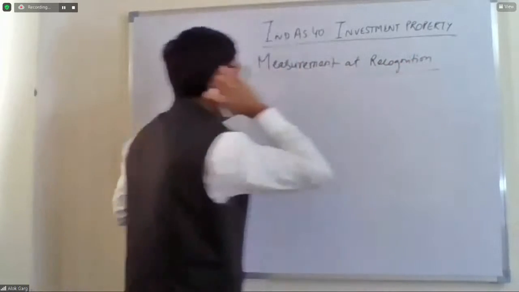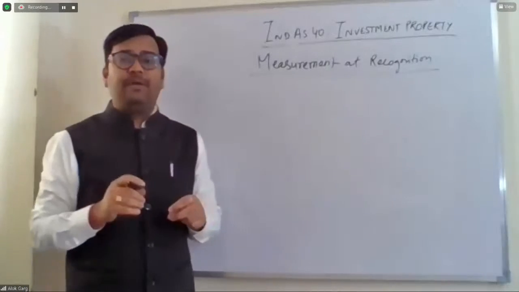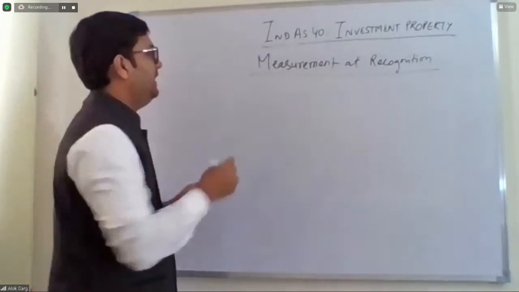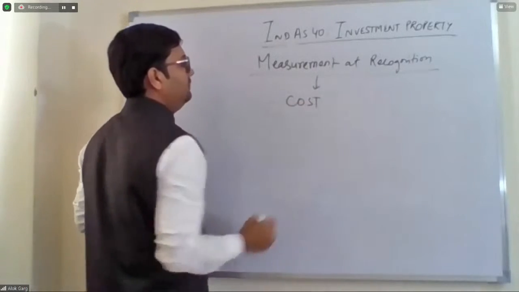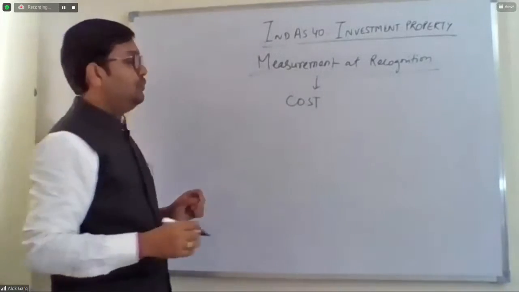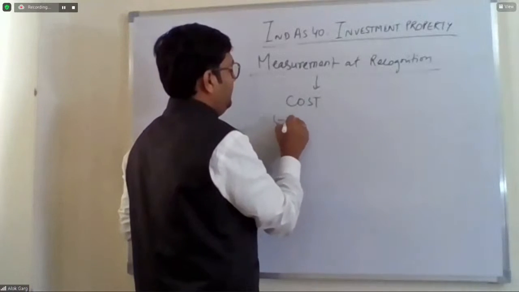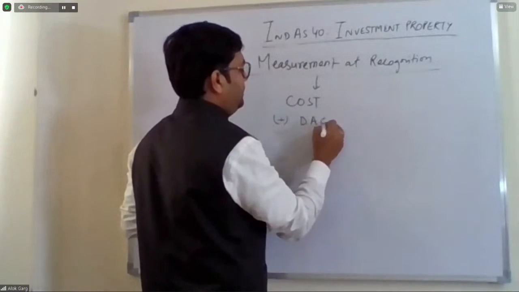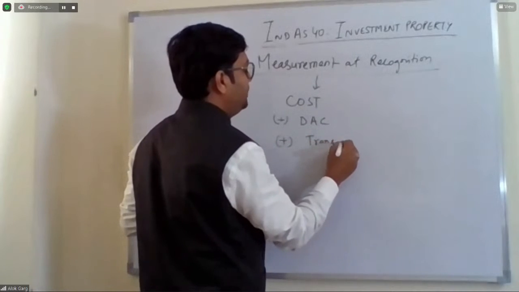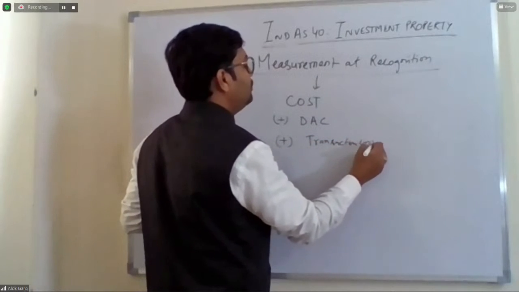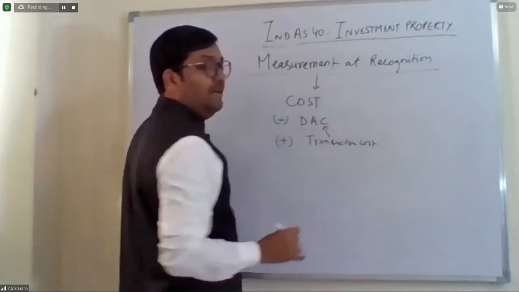So the standard says that the investment property has to be recognized at cost. Cost plus directly attributable cost, plus transaction cost if any. So this transaction cost is part of directly attributable cost only.